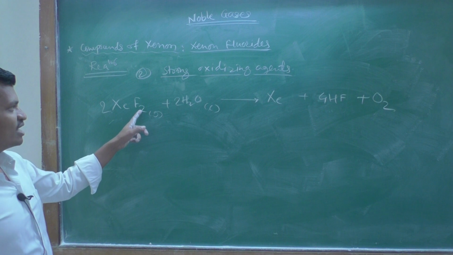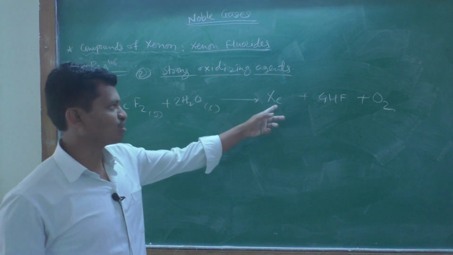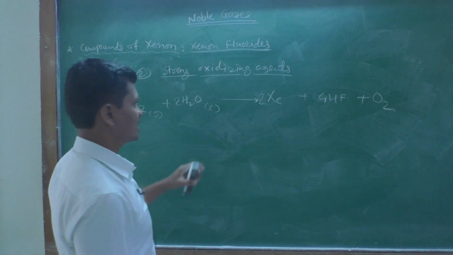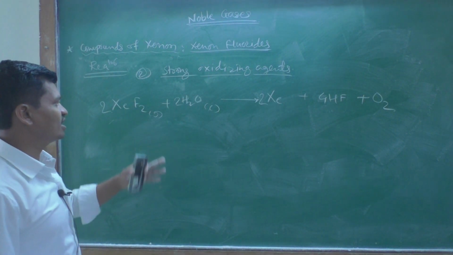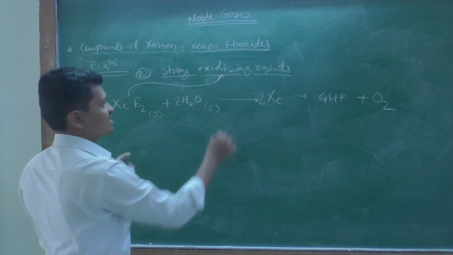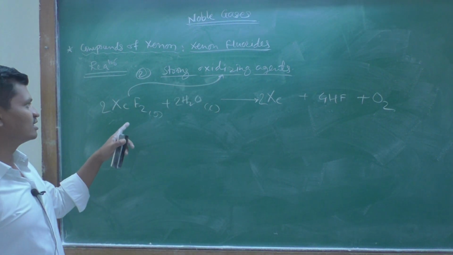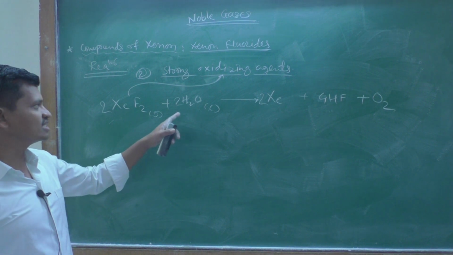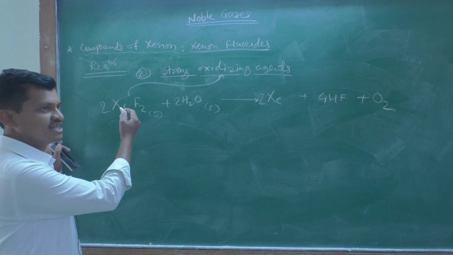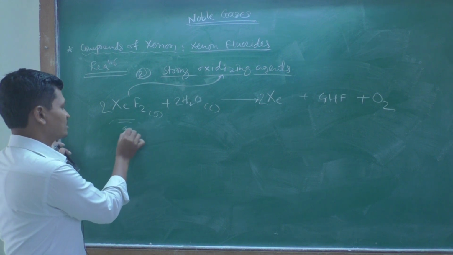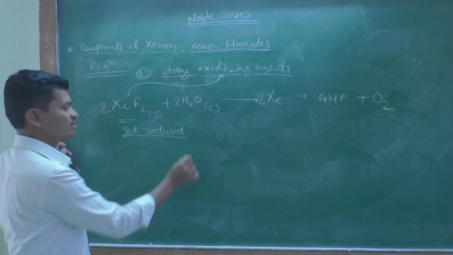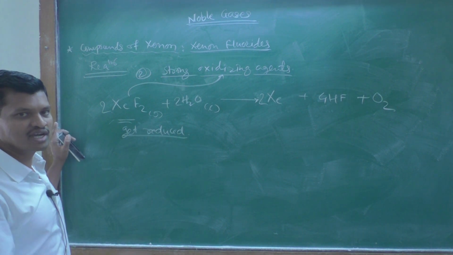So xenon difluoride reacts with water, there is a formation of 2Xe, so xenon will be formed. So what here, see, the XeF2 molecule is acting as an oxidizing agent. It is a strong oxidizing agent. How is it acting as an oxidizing agent? It is acting as an oxidizing agent means it itself gets reduced. Why does it get reduced? Means its oxidation number is decreased.